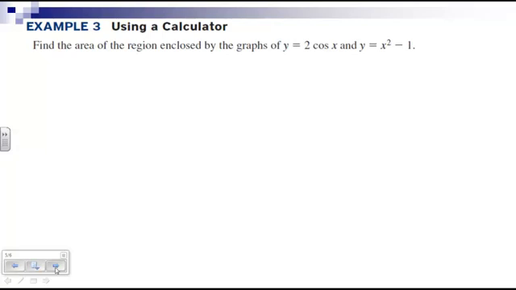All right. What do we got? 9 minutes. We should be able to get this example done.